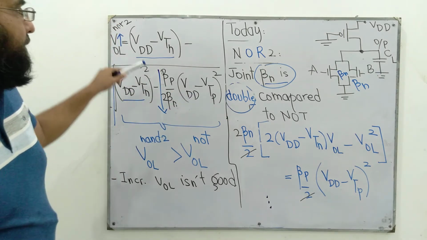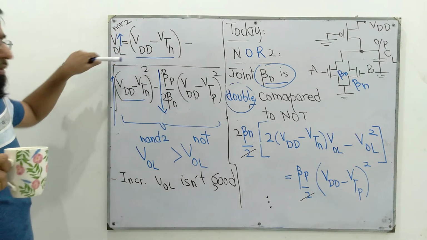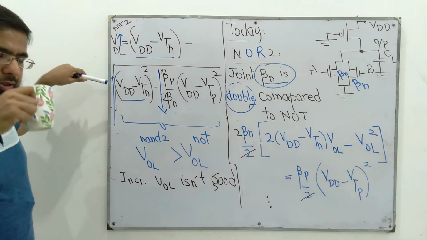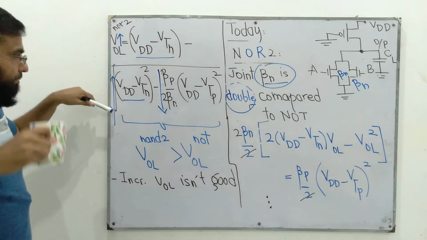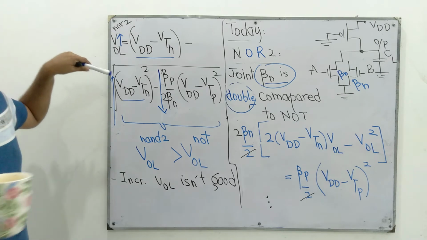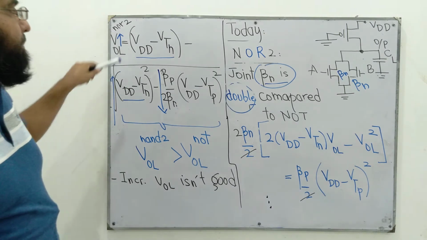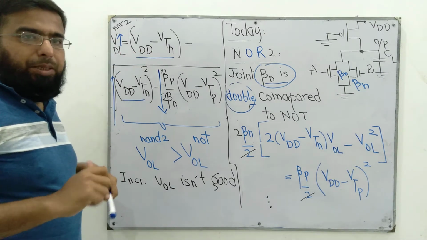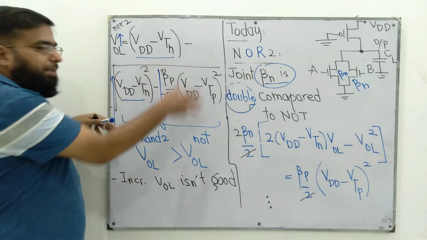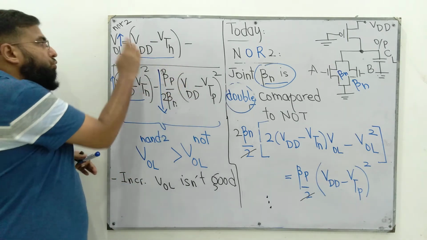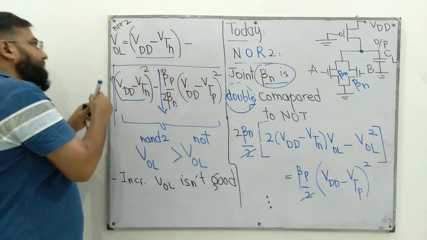And if it is increased, what happens to VOL? This term is the same. The term being subtracted is decreased. Sorry, the term being subtracted is increased. So what happens to the net difference? The term being subtracted is increased. So what happens to the net difference? Of course, it will be decreased.